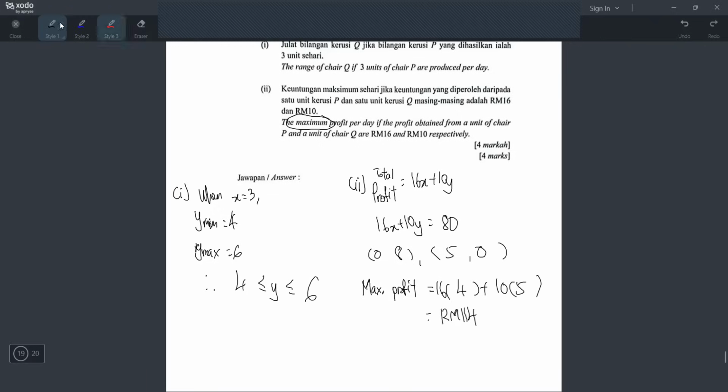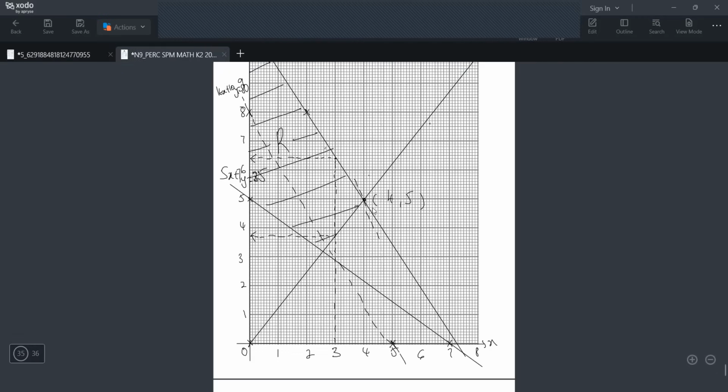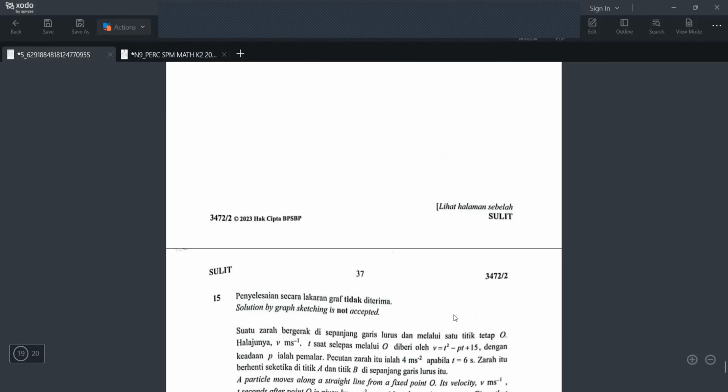Okay, let me just double check one more time, because I takut salah. So (4, 5). Yeah, correct. Right? So remember, jawapan mesti berada dekat bucu.